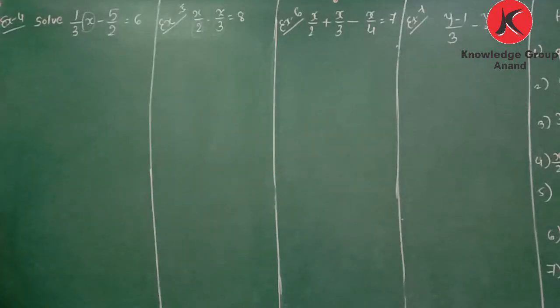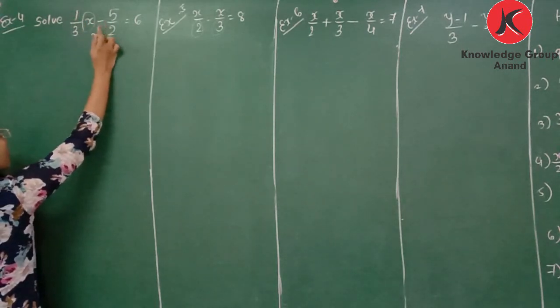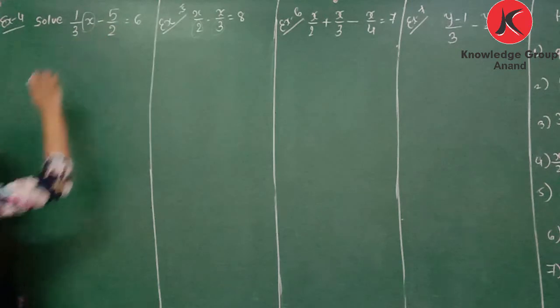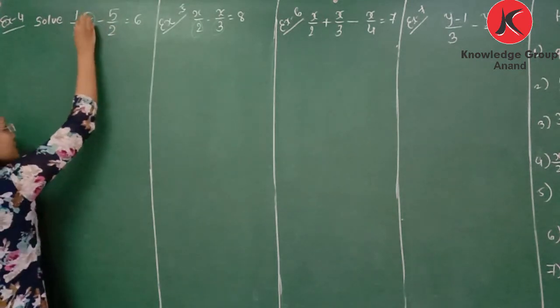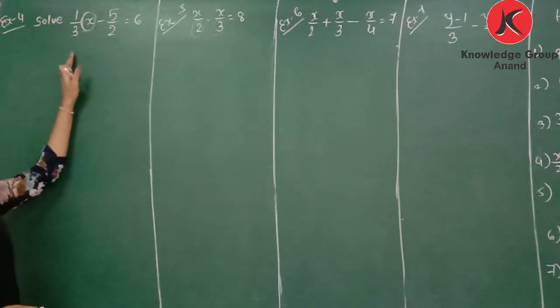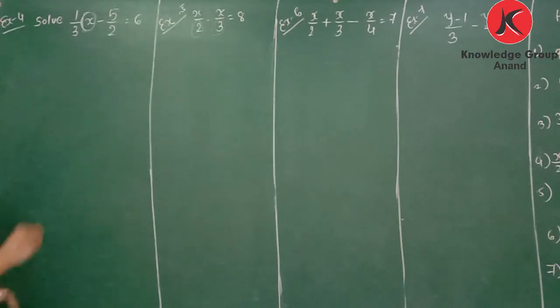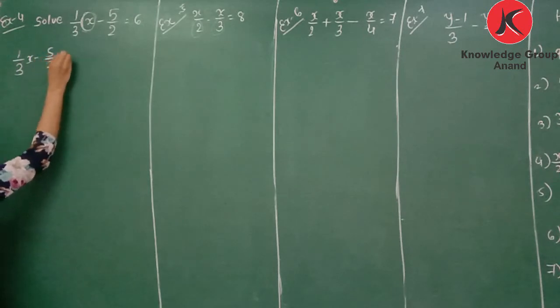Let's take some more examples. Here first example is 1 by 3x minus 5 by 2 is equal to 6. Now here what is the variable? Here variable is x. Means we need to find the value of x. It means take the number from left side to right. So let's take 1 by 3x minus 5 by 2 is equal to 6.